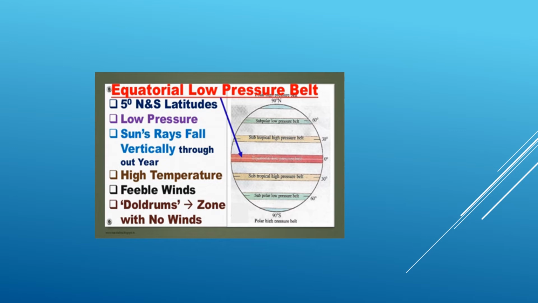So in this region, we find low pressure mainly because of three reasons. The first reason: the equator gets the direct rays of the sun almost throughout the year. Hence, the air here is always very warm. Hot air expands and is therefore light, and so it rises. Thus, a belt of low pressure is created in this region.